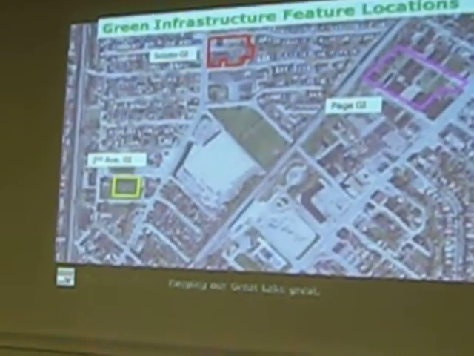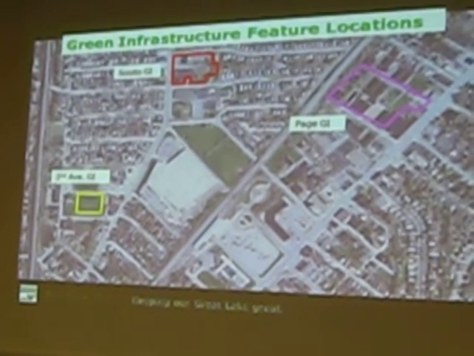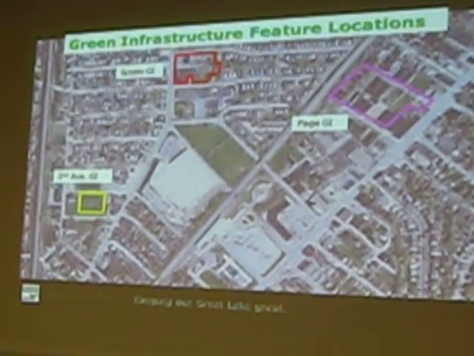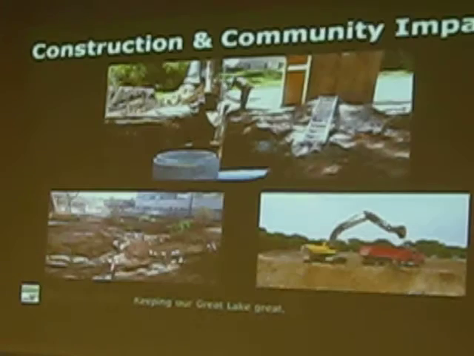So here we're going to talk about the 3 green infrastructure features with the East 140th project. So we have 3 basins that we're calling Page, Scioto, and 2nd Avenue. Those are highlighted right there. I'll get into them a little bit more, but this is where we're planning to utilize that green infrastructure technology.